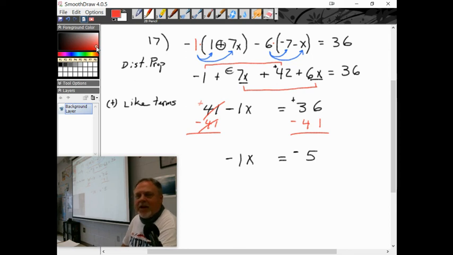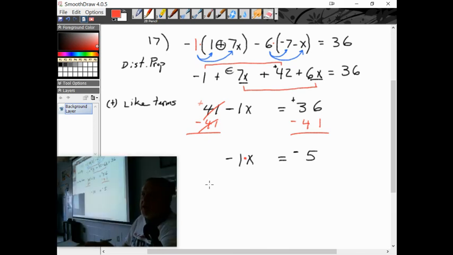Now the last number we have to move from the x would be that negative 1. How's the negative 1 connected to the x?